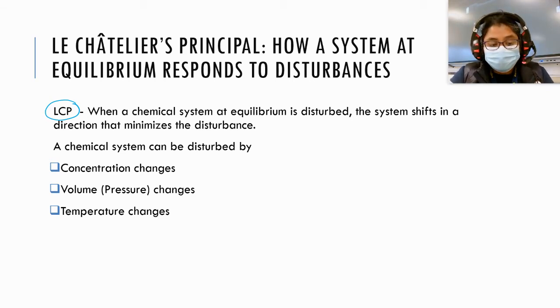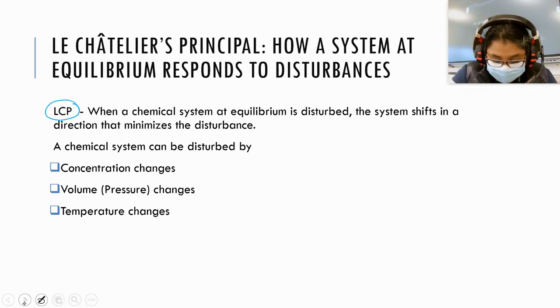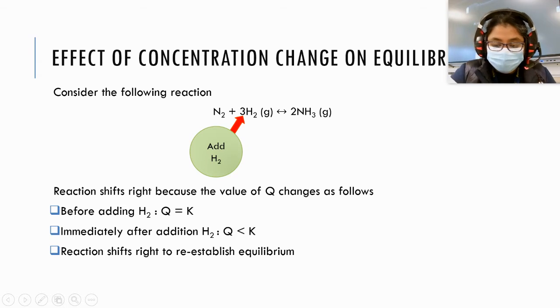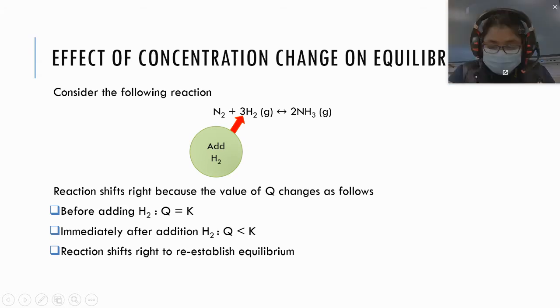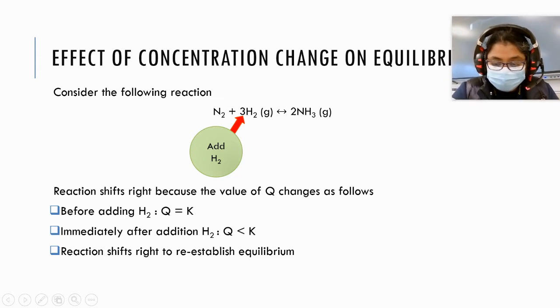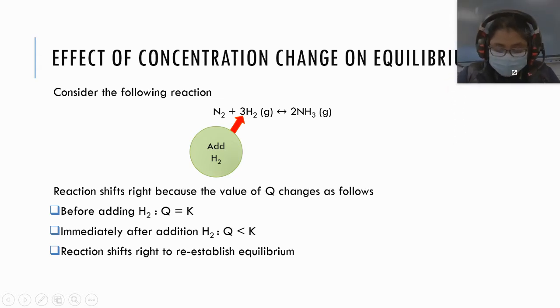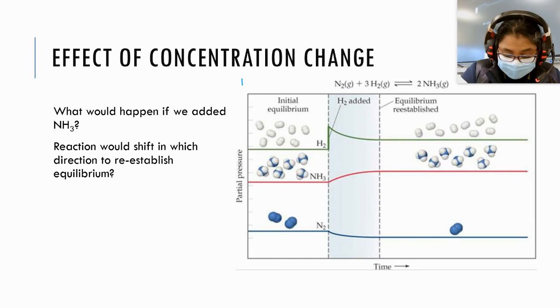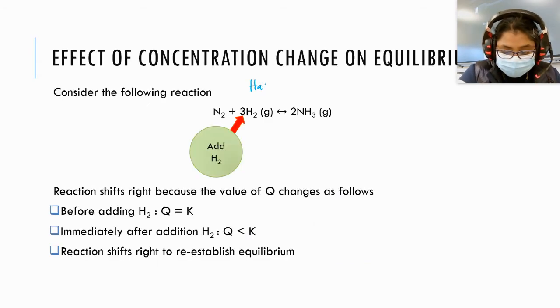Most of the time, in order to make a reaction more efficient, you can do multiples of these to get more products or get the reaction to move more forward. Okay? So let's talk about each of these one by one. So this is the effect of concentration change on equilibrium. Let's look at this reaction where you have nitrogen and hydrogen forming ammonia. This is called the Haber process, a very, very common chemical system to make ammonia.